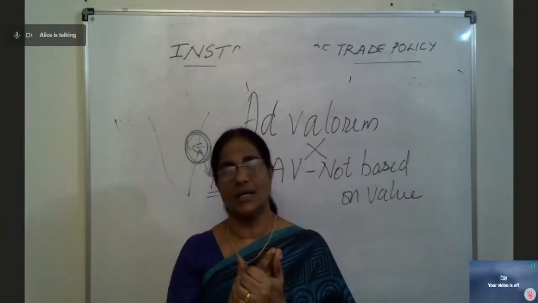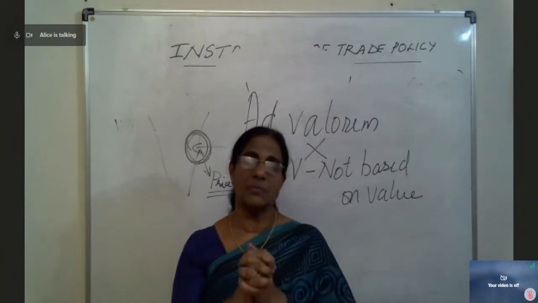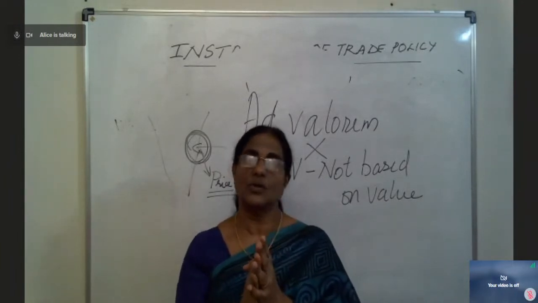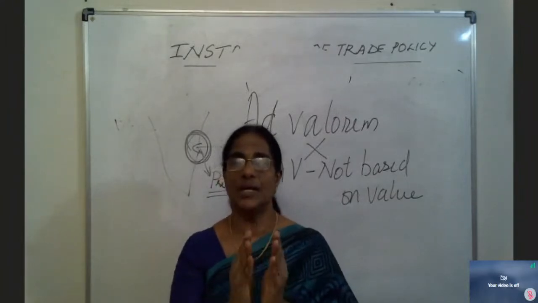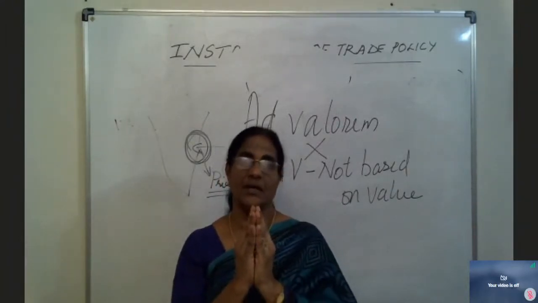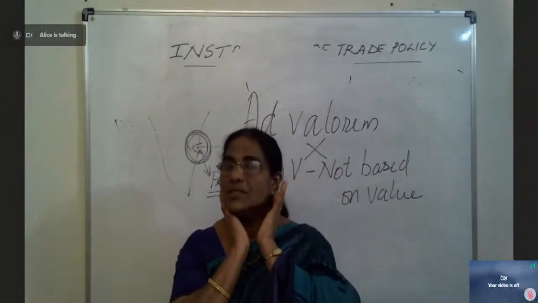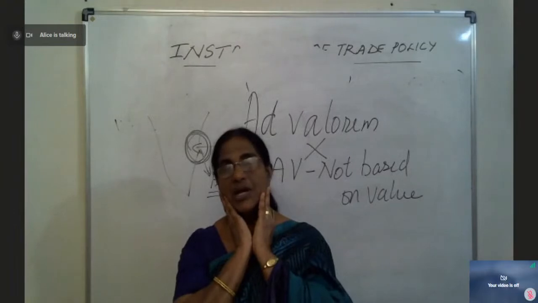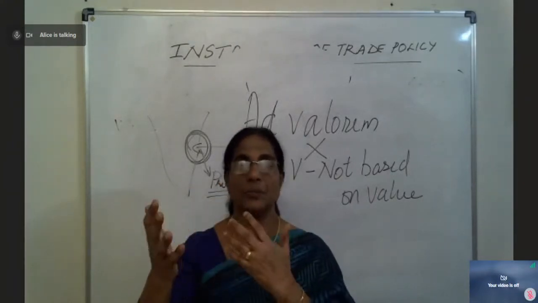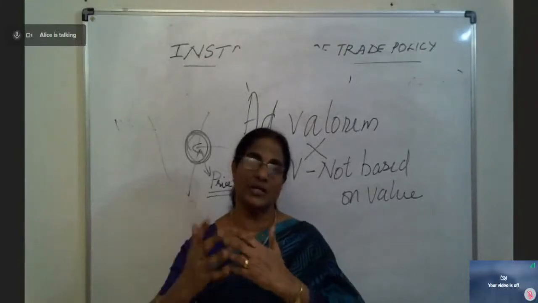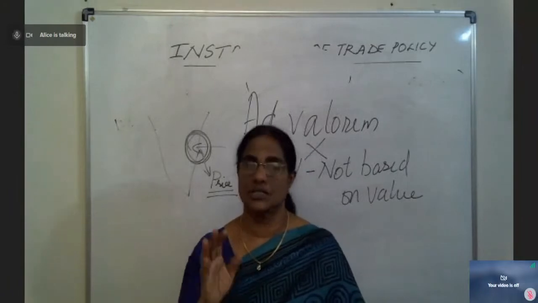So when the bike is 60 lakhs, you charge 20%, okay, 12 lakhs. Right? 12 lakhs, 20%. When the bike is 100 lakhs, you charge the same 20%. Then you get 20 lakhs. As the price goes up, the protective value also increases. Okay, one example of ad valorem duty is this.